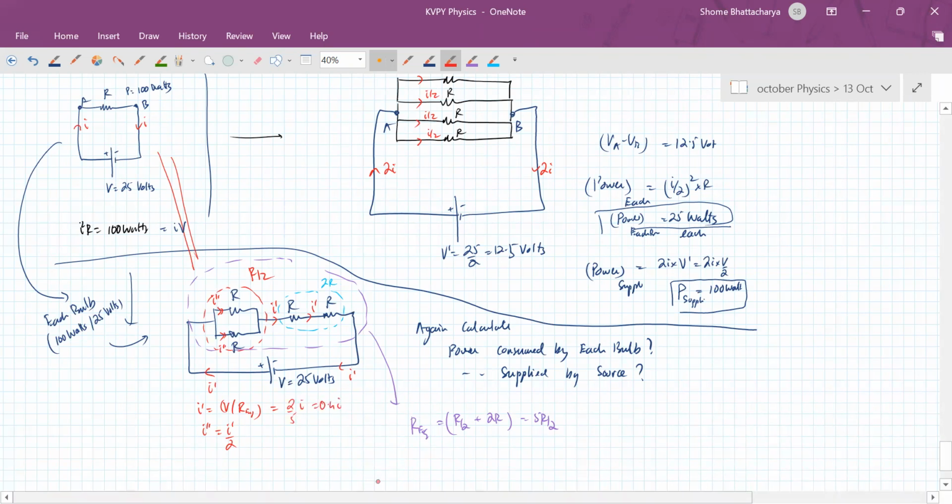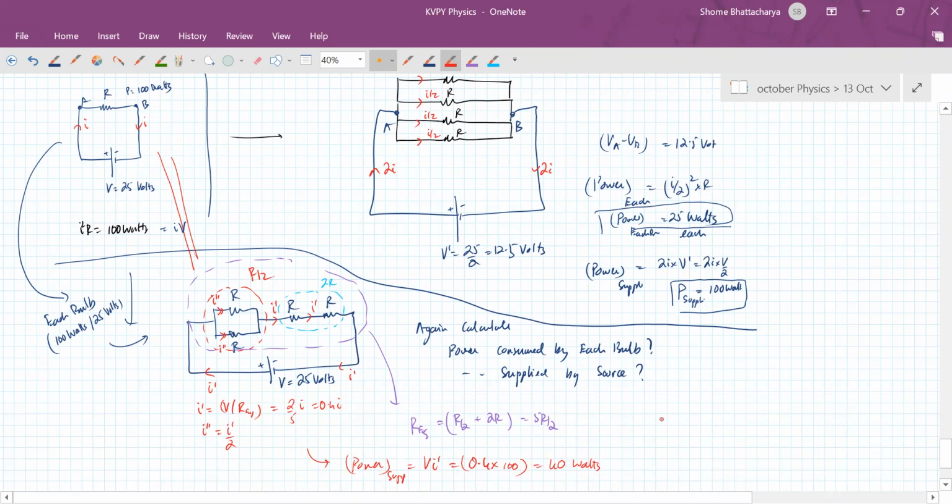Now you can see that the power supplied by the source is V into I prime. So that will become 0.4 times what it should have been here, which is 100 watts. So the source is managing to supply only 40 watts of power because I've connected it to a much larger load.